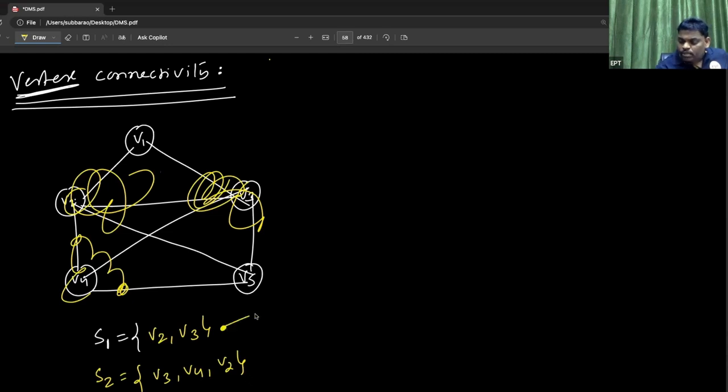So these are the minimum vertices. Remember, the vertex connectivity number is nothing but the minimum number of vertices I have to delete so that the graph becomes disconnected.